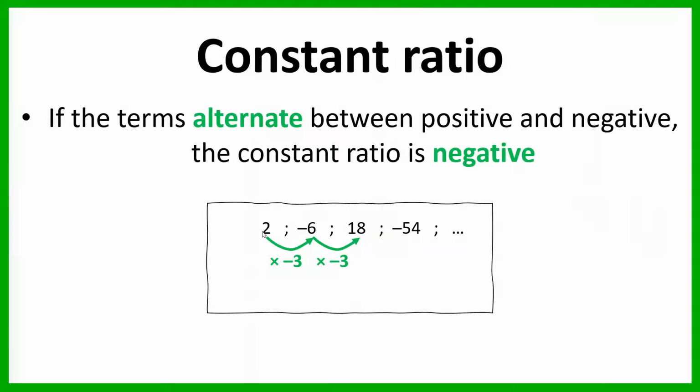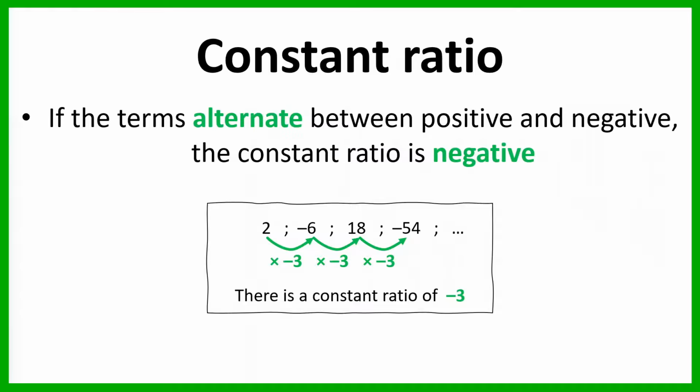So when I multiply a positive by -3, I get a negative. But then when I multiply the negative by -3, I get a positive again. Okay, so then I'm going to take my positive 18 and multiply that by -3, and I get -54. So in this example over here, we have a constant ratio of -3.